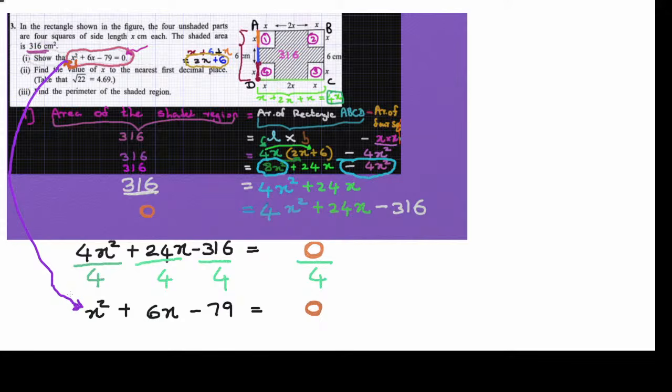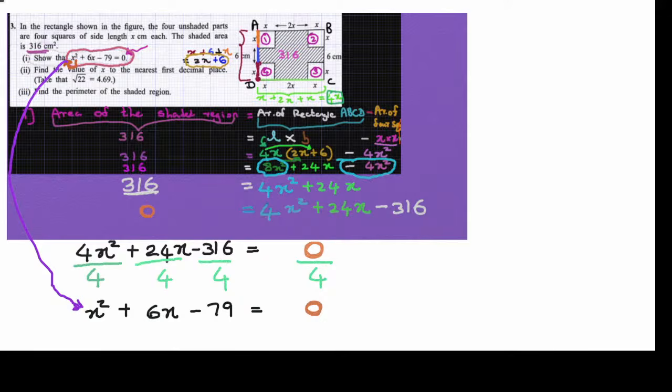Alright, we are done with Roman 1. Let's look at Roman 2. We have been asked to find the value of x to the nearest first decimal place, and they have asked us to take the square root of 22 as 4.69. So for Roman 2, to find the value of x, we've got to solve this Roman 1's equation. So let's solve it.